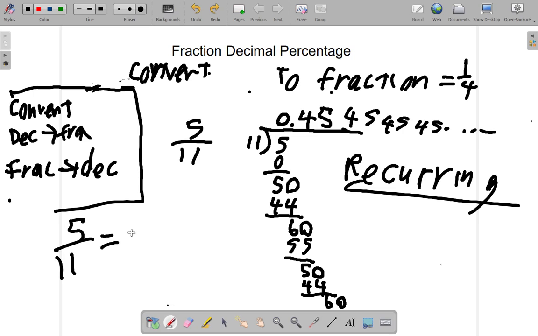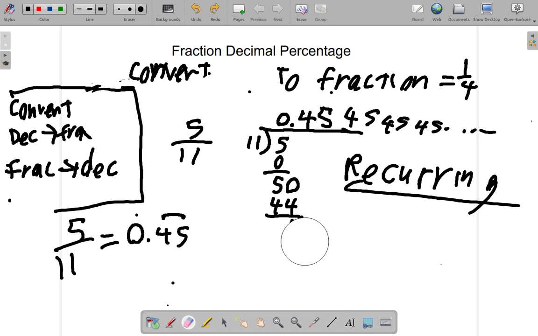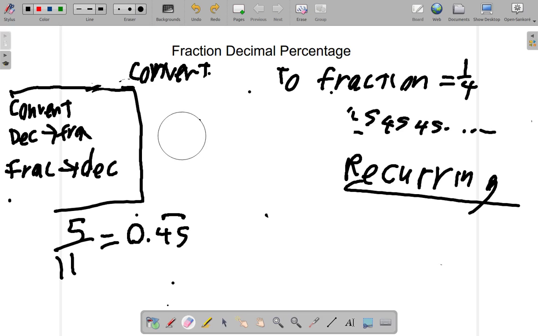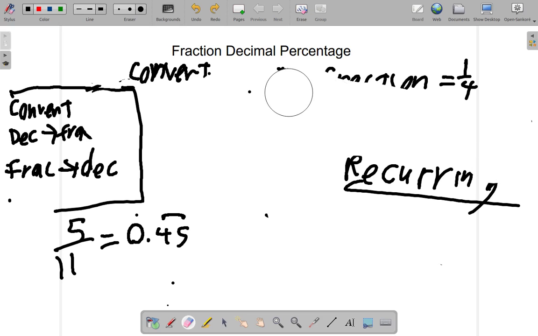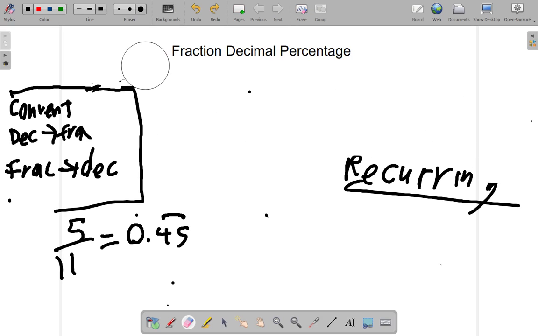5/11 is equal to 0.45. One way that it can be done is to put 2 dots up here to show that the 45 keeps repeating. I've seen cases also where they put a line up here to show that the 45 keeps repeating. So that's one way of writing it. Now the thing is, let me erase this for now. We know it goes on and on, 45, 45, 45.